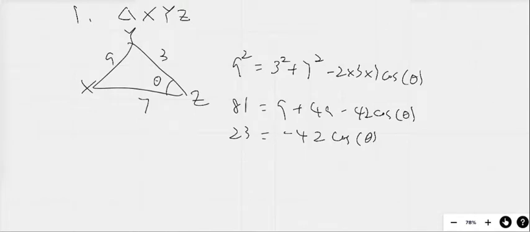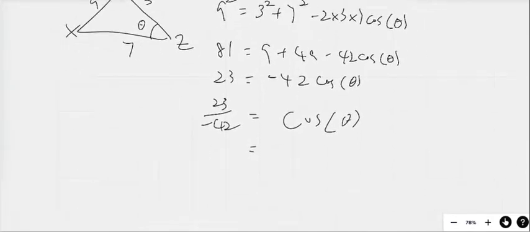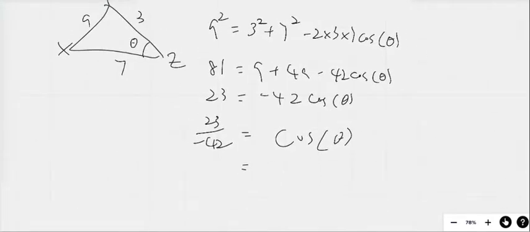And right now, let's put the negative 42 onto the left-hand side of the numbers. 23 over 42 is equal to cosine theta. And right now, we can use trig inverse. So cosine inverse of 23 over negative 42 is equal to theta. Let's plug that into our calculator, and don't forget to use degree mode.